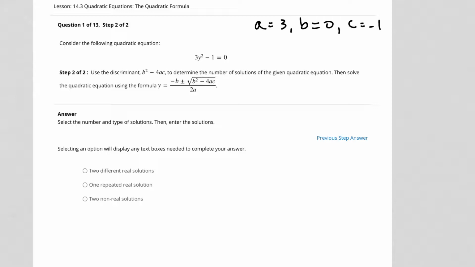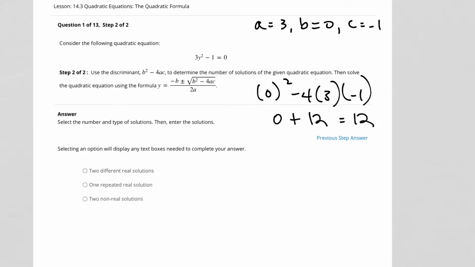So for our discriminant, we're going to have b squared minus 4 times a times c. So that's 0 squared minus 4 times 3 times -1, which is 0 plus 12, which is 12. So that tells me that there are going to be two different real solutions. And now we will plug in our values to the formula.